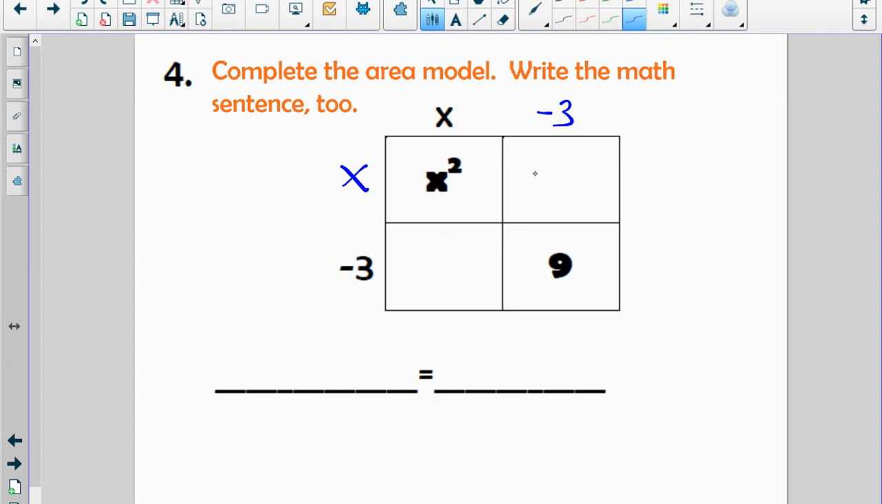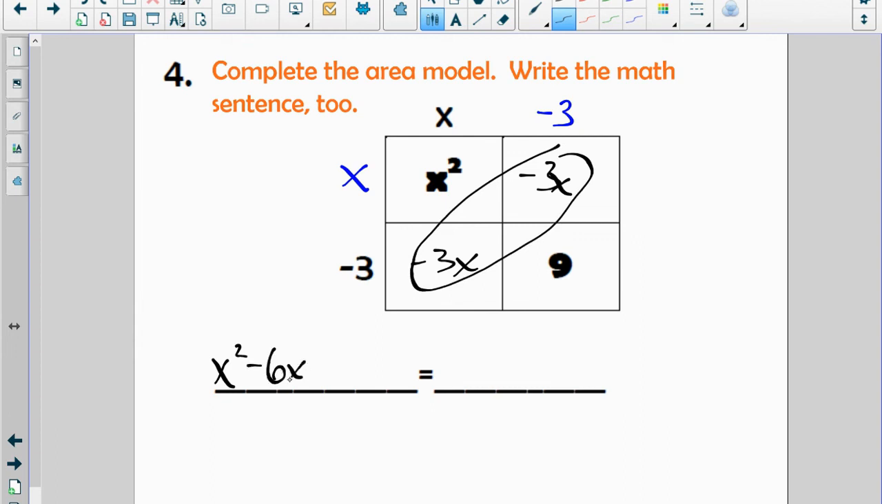So now I can do a few multiplications to fill out the rest of this. Negative 3 times x in both cases. So I get an area of x squared, when I combine these together, minus 6x and positive 9. And that was the result of taking x minus 3 multiplied by itself. It was the same length and width.